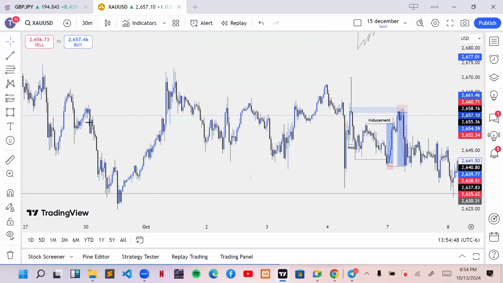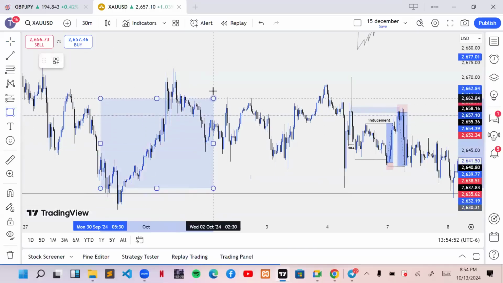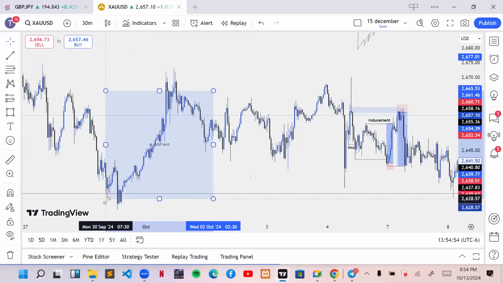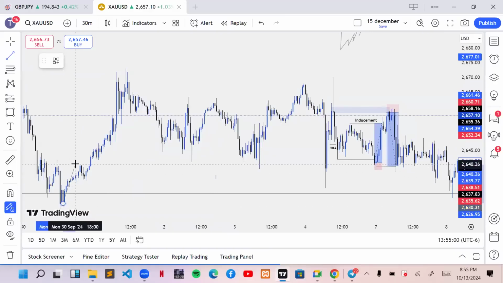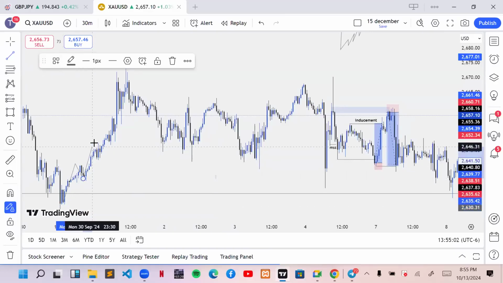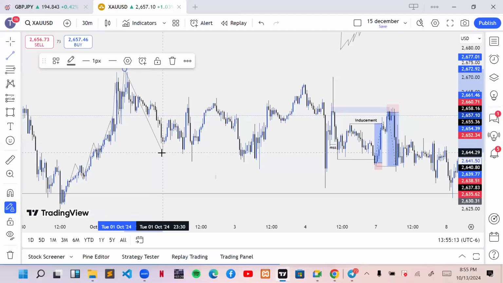So I paid attention to this chart and I noticed that the market was previously on an uptrend. Here, this was the uptrend. The market was making a series of higher highs and higher lows. So you can see from here, higher highs and higher lows, higher highs and higher lows. The market now made a lower low right here. So this was where there was a market structure shift.